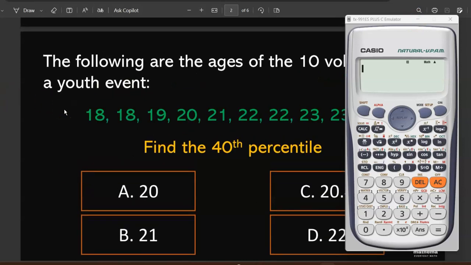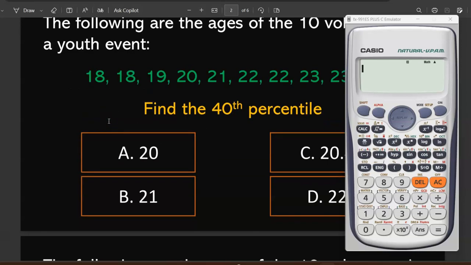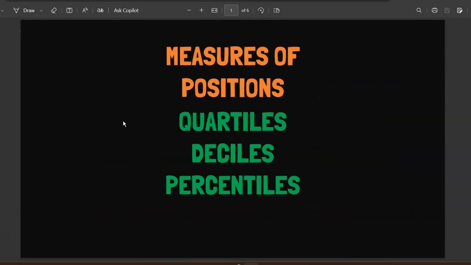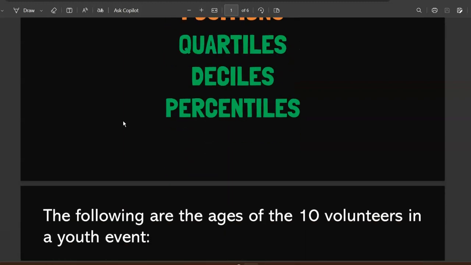Good day. This is the solution for the posted questions in our TikTok account. This is all about measures of position: quartiles, deciles, and percentiles.